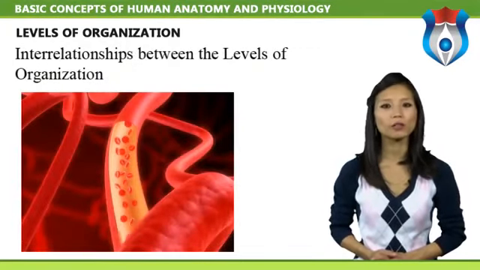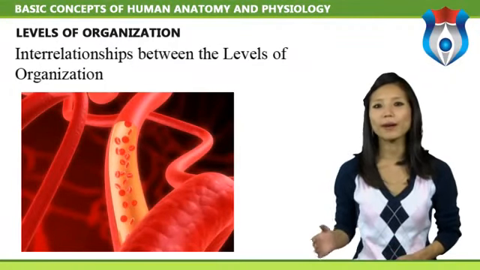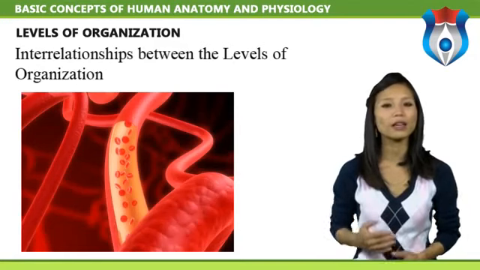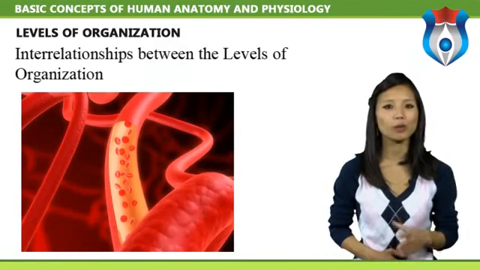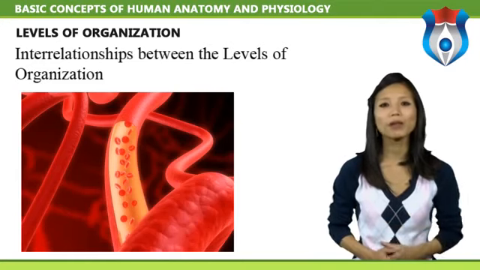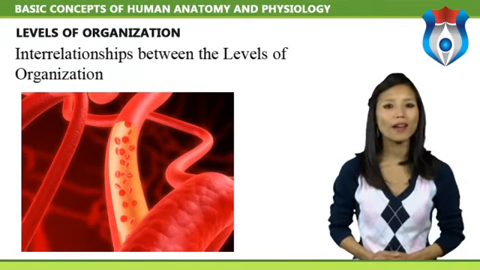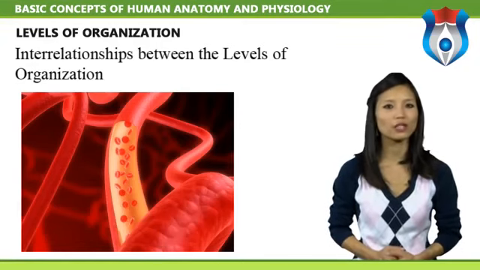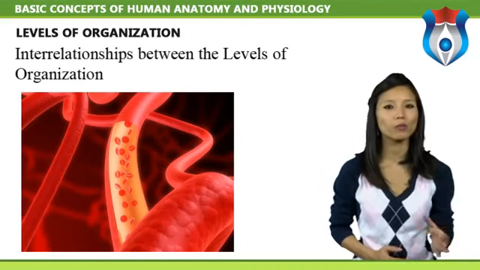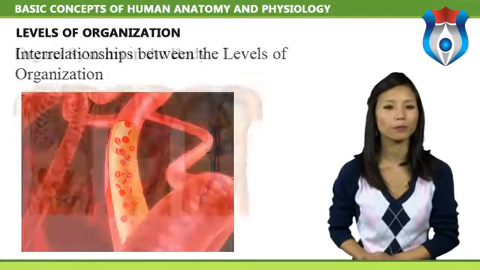Interrelationships between the levels of organization. The organization at each level determines the characteristics and functions of higher levels. The heart is filled with blood and connected to the blood vessels, and the pumping action circulates the blood through the vessels of the cardiovascular system. By interacting with the respiratory, digestive, urinary, and other systems, the cardiovascular system performs a variety of functions essential to the survival of the organism.